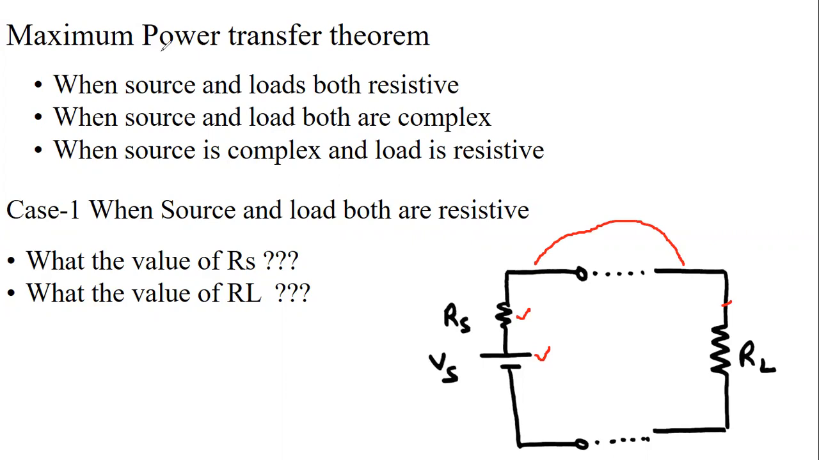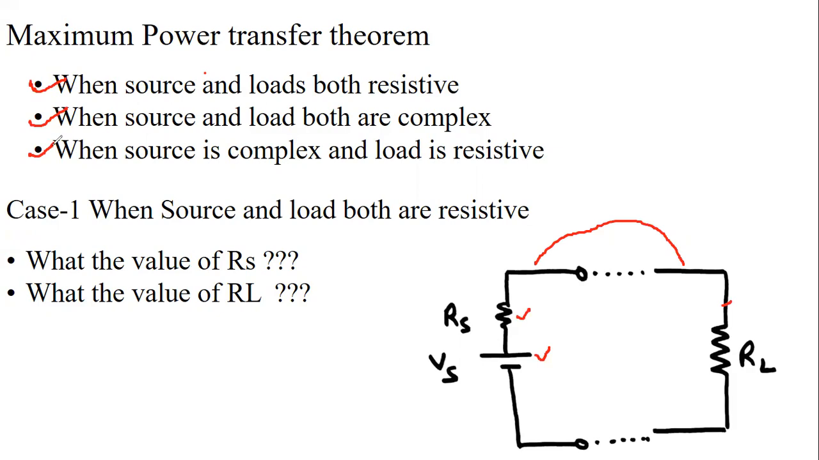We will discuss the maximum power transfer theorem for all cases. First case, when the source and load are both resistive. Second case, when the source and load are both complex, having capacitive and inductive terms. And third case, when the source is complex and the load is resistive, then what is the maximum power transfer from one source to another?